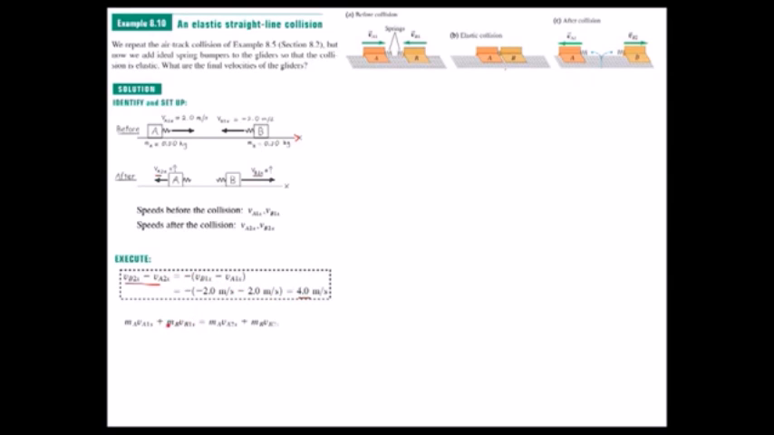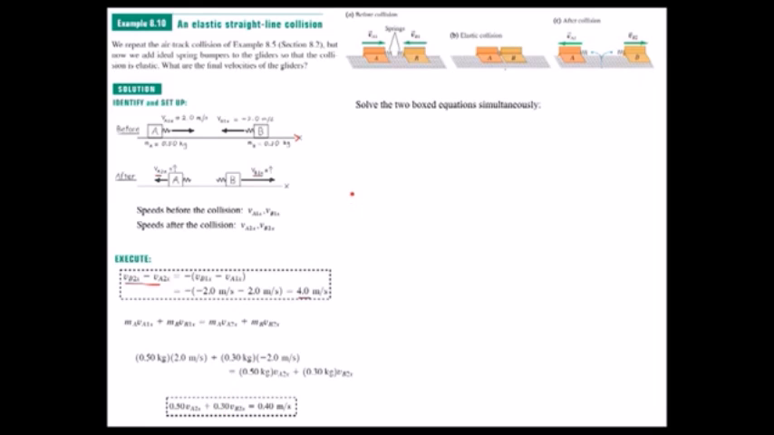For the second equation, I'm going to demand that momentum is conserved, as shown here. And I can put in the numbers and organize it a little bit. And here's the second equation that involves VA2 and VB2. So my task now is to calculate these two velocities, given I have two equations and two unknowns.